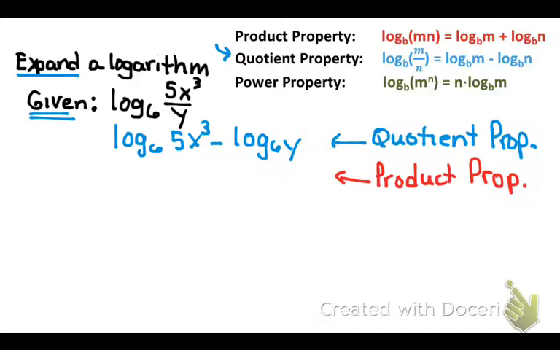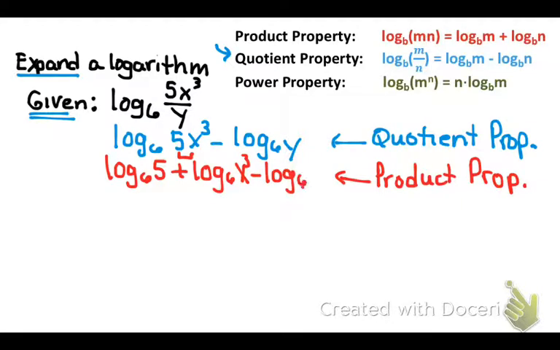So I started off using the quotient property, which means because we had division, we're using subtraction. And then you can see here we have multiplication, so we can apply the product property. So that's going to be log base 6 of 5 plus log base 6 of x cubed minus log base 6 y. Now you should be able to see that we have an exponent, so now we have to use our power property.